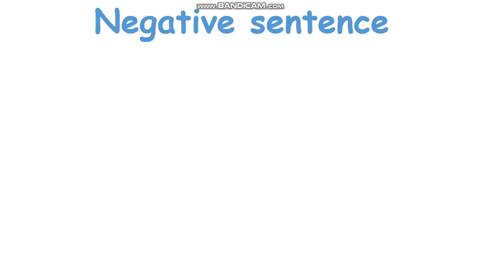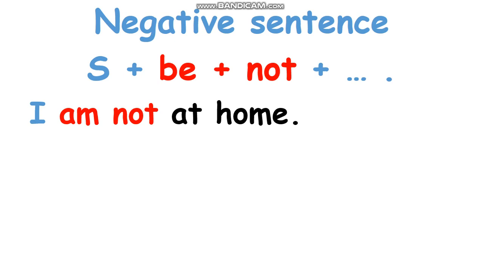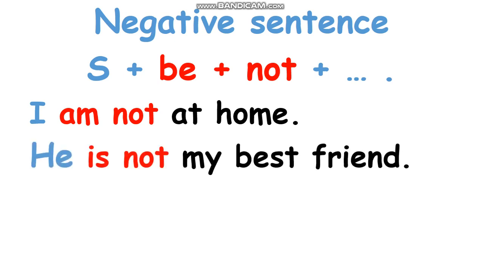Okay, so now we talk about negative sentences. For negative sentences we use the same subject plus verb to be plus not. I am not at home. He is not my best friend. So he we use with is plus not.